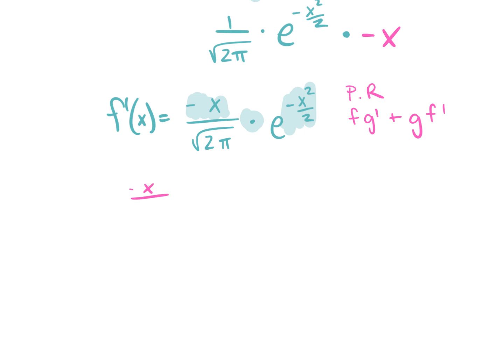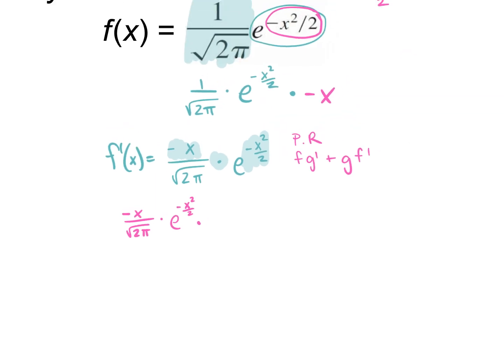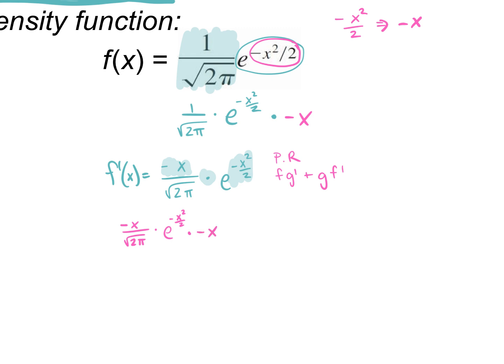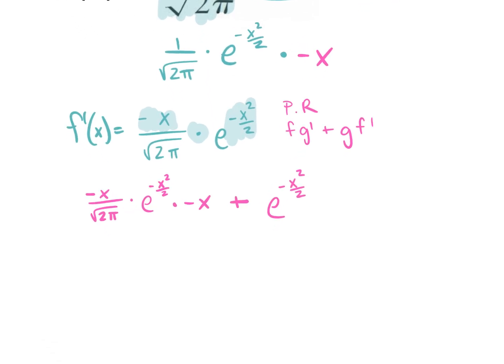So the first would be negative x over square root 2 pi times the derivative of the second. So the derivative of e to the power of negative x squared over 2, we're going to keep it the same, e to the power of negative x squared over 2, and then multiply by the derivative of the exponent. What's the derivative of negative x squared over 2? Didn't we just do that? Negative x. So that is the first times the derivative of the second plus the second, e to the power of negative x squared over 2 times the derivative of the first. What's our derivative of negative x over square root 2 pi? It would just be whatever our coefficient is, so it'd be negative 1 over square root 2 pi.